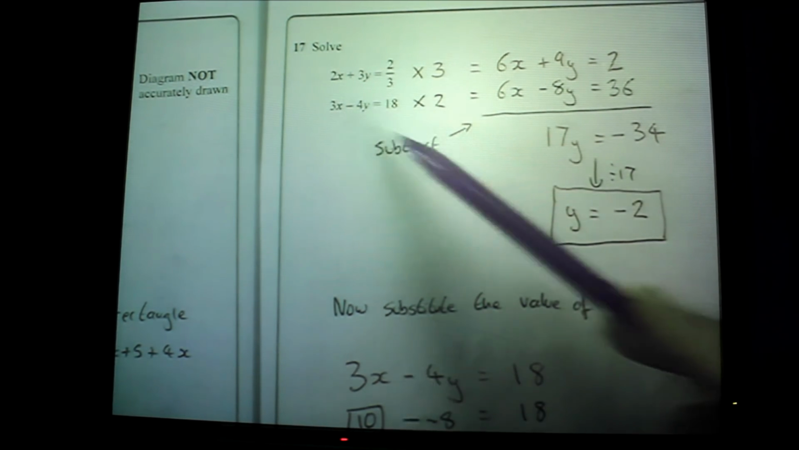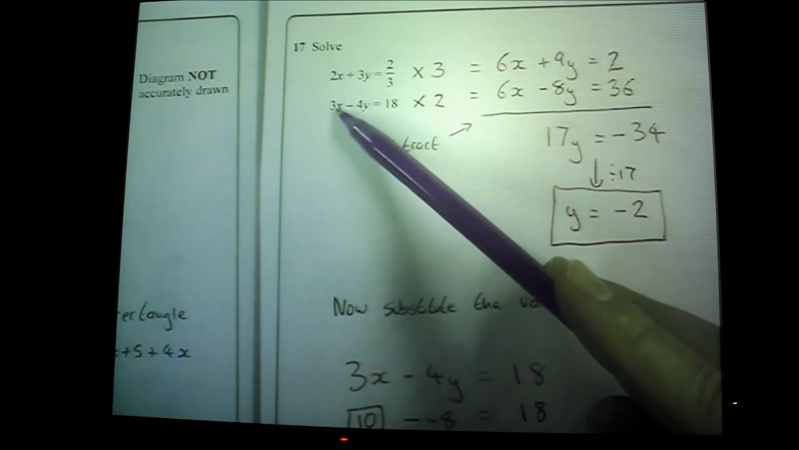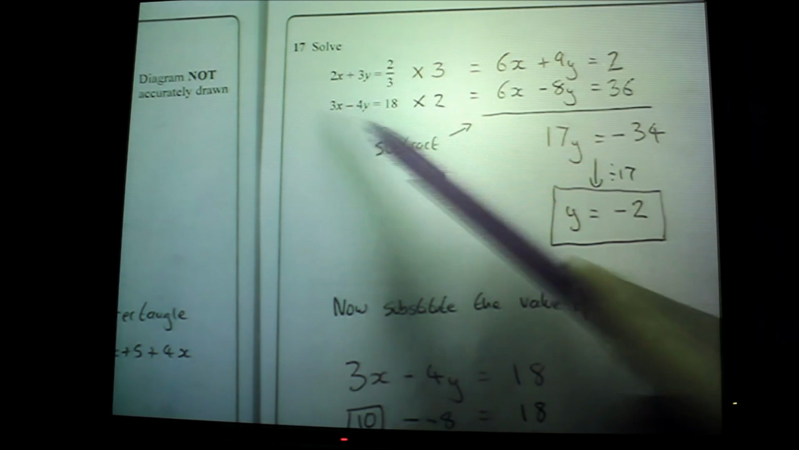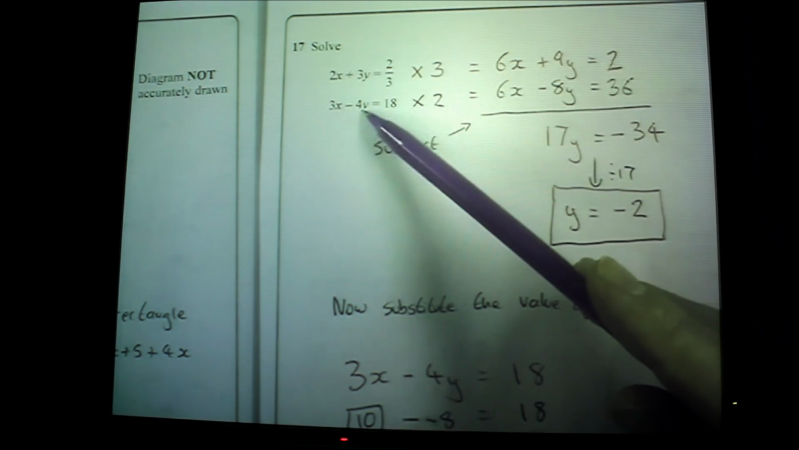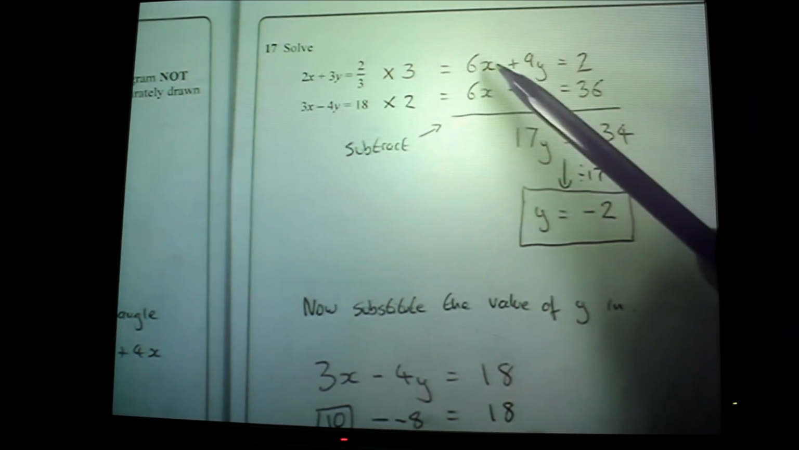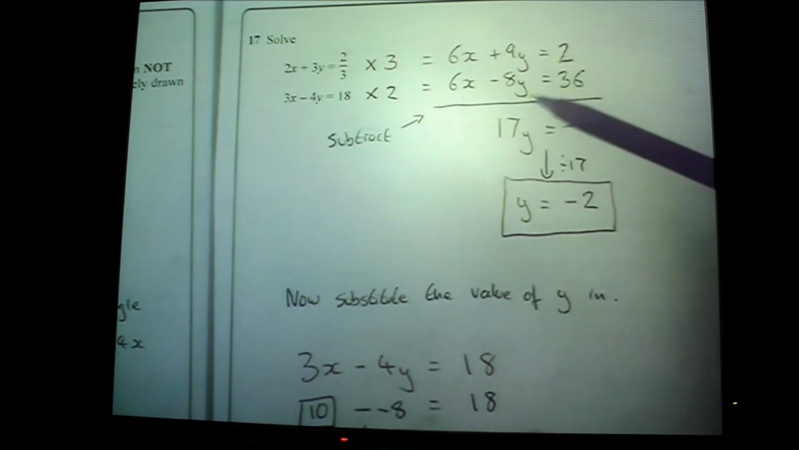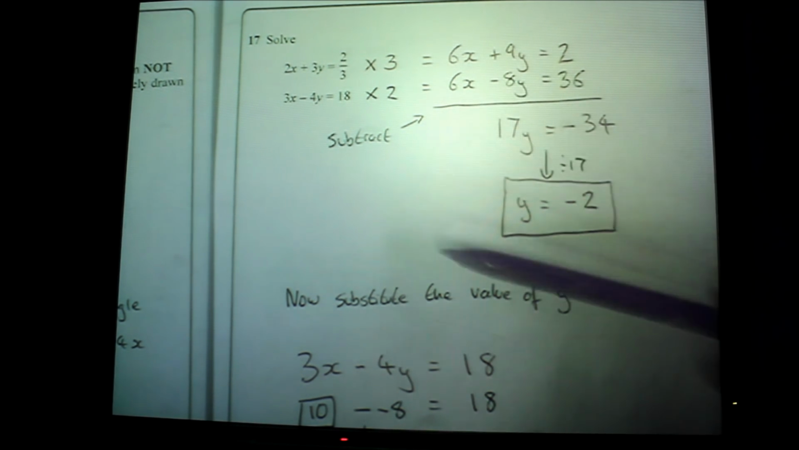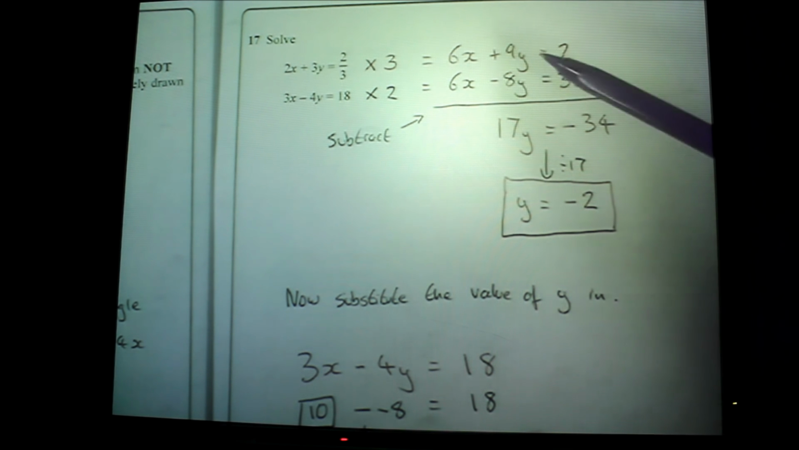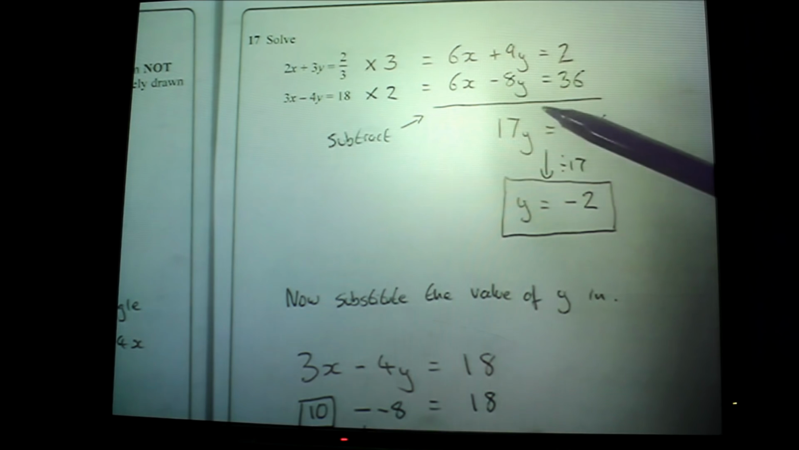I've got to decide now, do I want to get my x's or y's the same? I reckon I can get my x's the same quite easily, because that's 6x, so I'm just going to double all of this. So that's why I've got 6x take away 8y equals 36. So now I've got my x's the same, I can sort it out. I've got to subtract, so 6x takes 6x goes away.